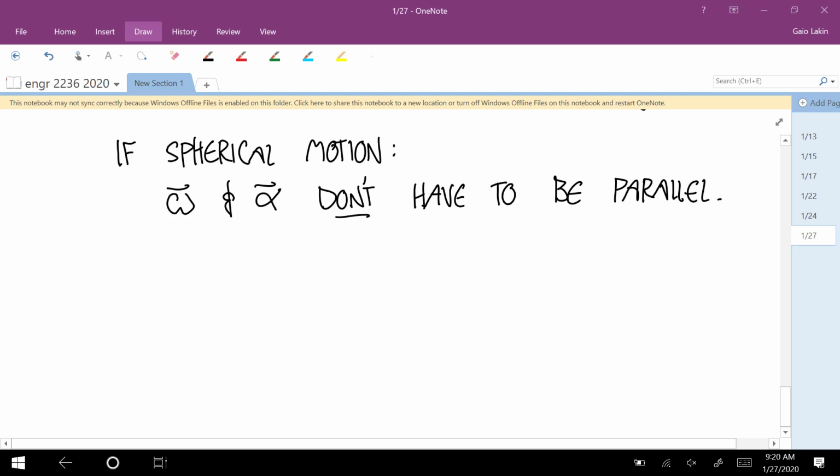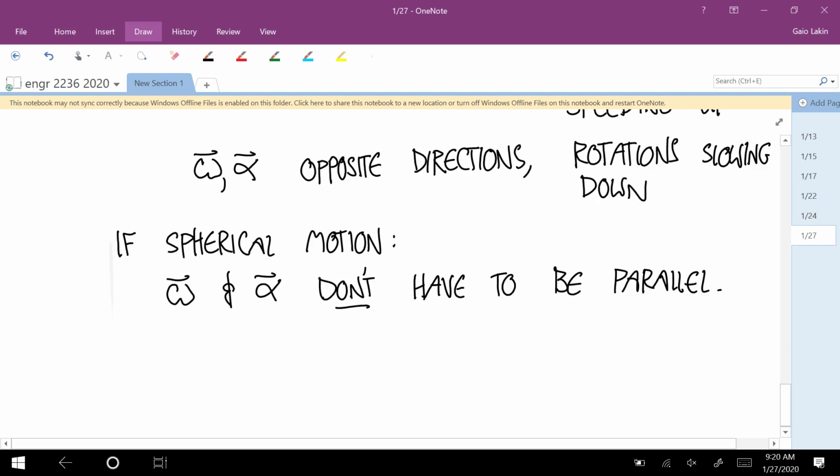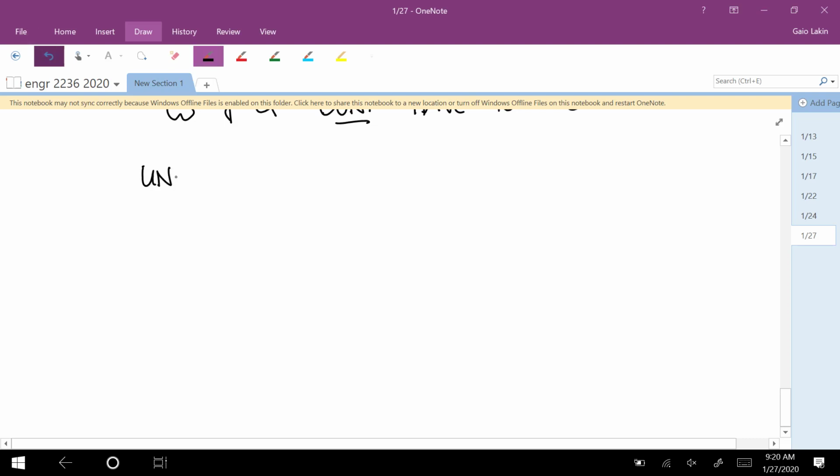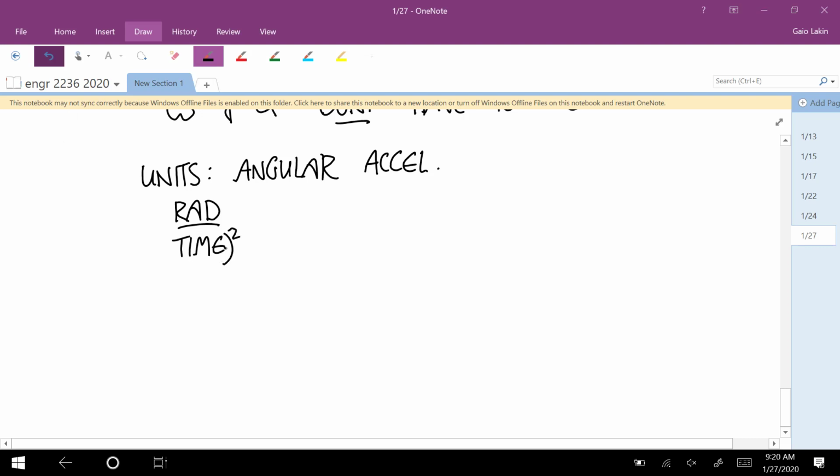So now that we have all that, let me give the units. So the units for angular acceleration are radians over time squared. And that means that the SI units are radians per second squared, or you can think of it as just 1 over second squared.